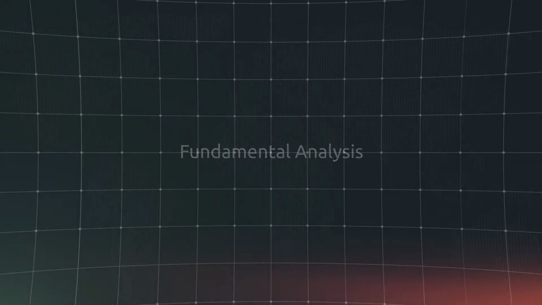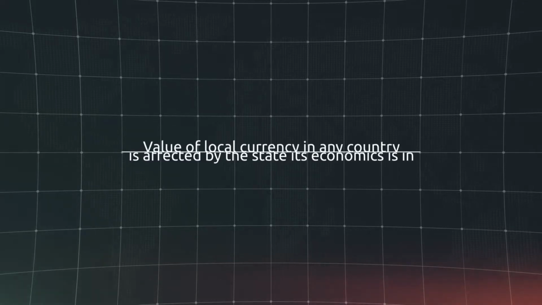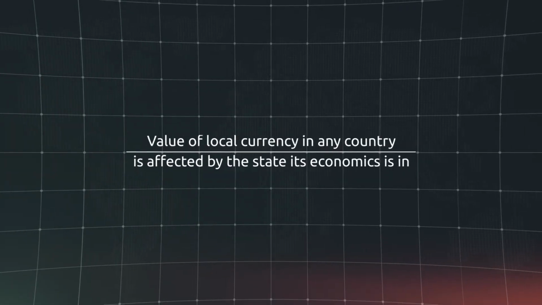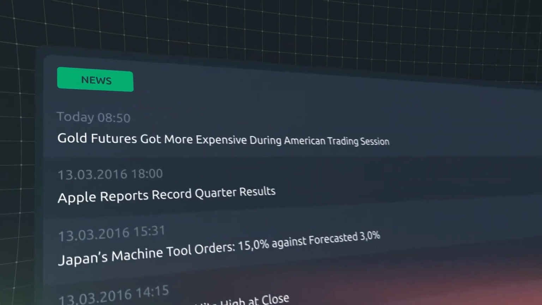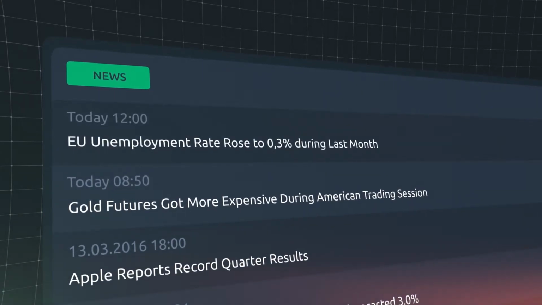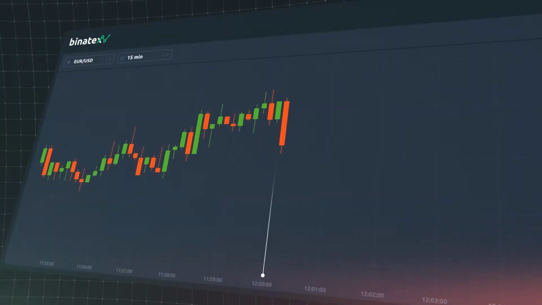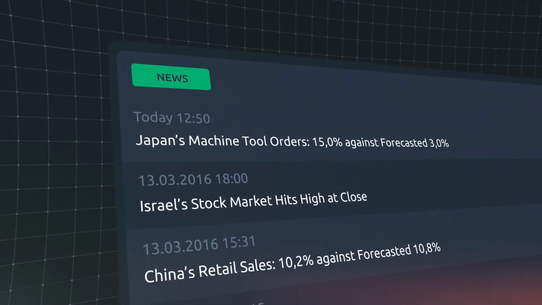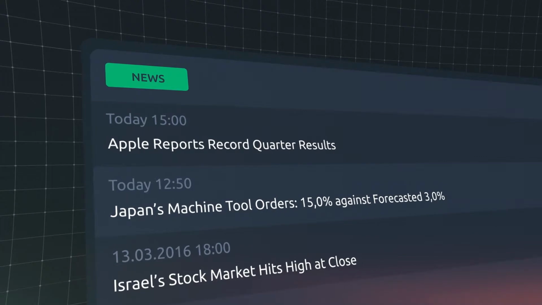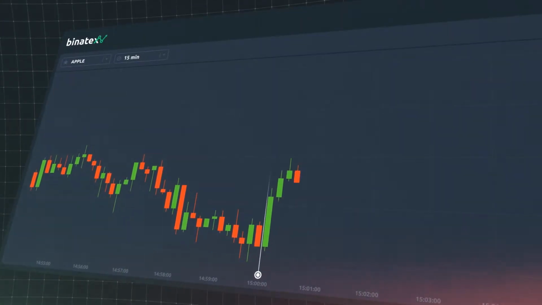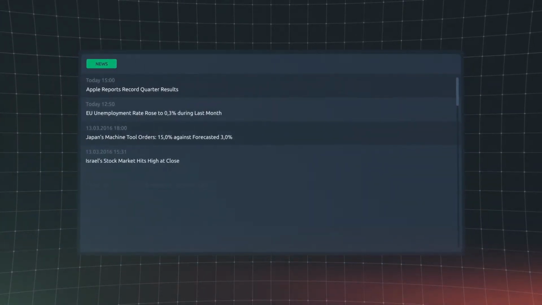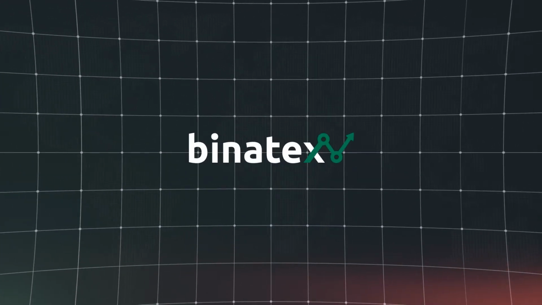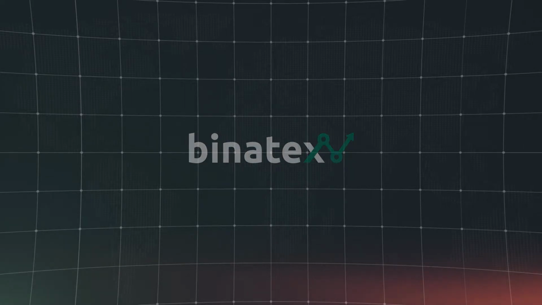Fundamental analysis. The value of local currency in any country is affected by the state its economy is in. If company stocks are used as an asset, then it is wise to notice the actions a company takes. For example, if the economy of a country is not in a great state, then the price of the local currency will go down. The same can be said about companies. When a company is doing well, its stock's value will go up rather than down. Using fundamental analysis, a trader can forecast how things will turn out. And if his forecast appears to be correct, he will then profit from his investment.